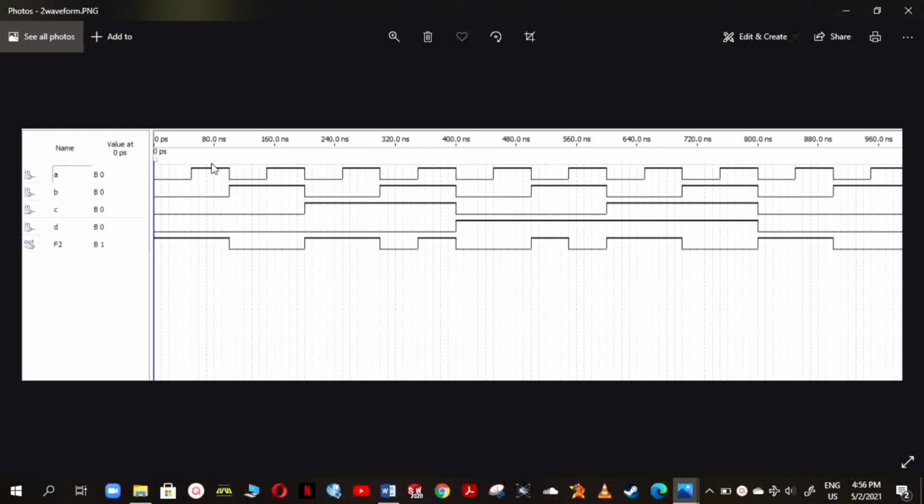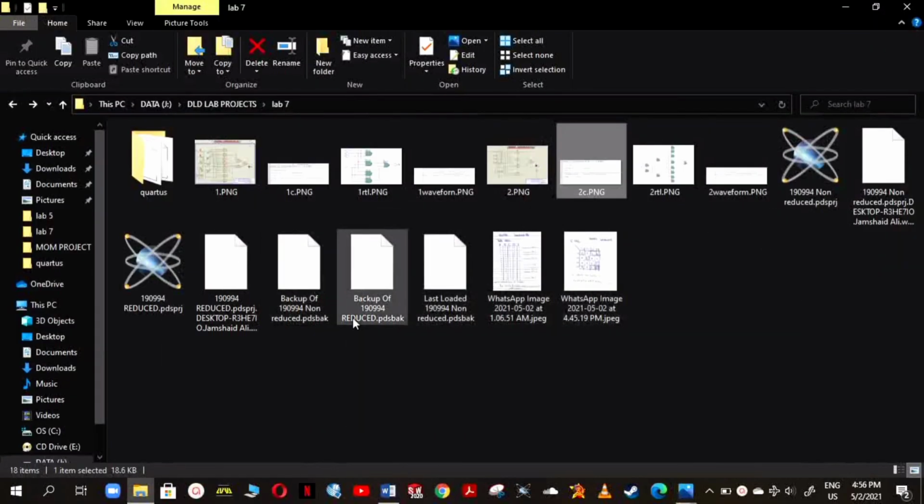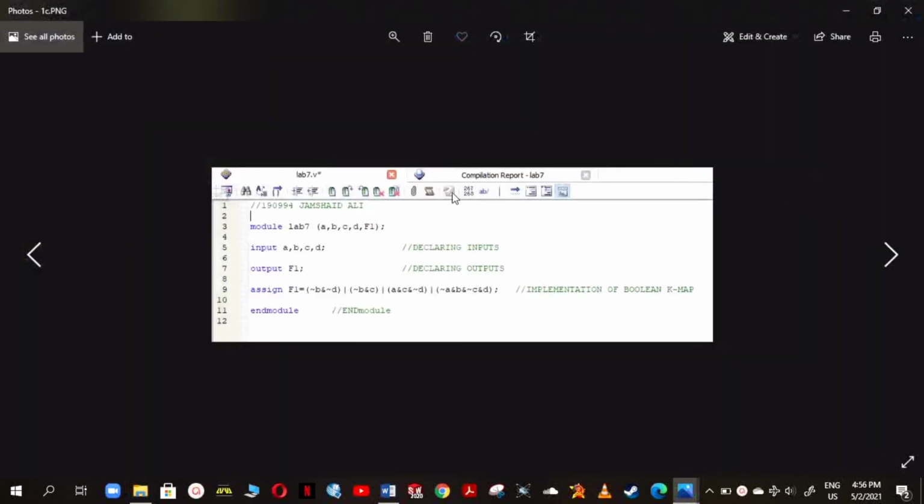And if only A is 1, then our output is 1. And if our inputs A and B are 1, and C and D are 0, then our output will be 0. So this is our output waveform which correctly defines that our circuit and our Verilog HDL code are true. So now we are going to discuss the reduced form of Boolean expressions which I got from our Karnaugh map.